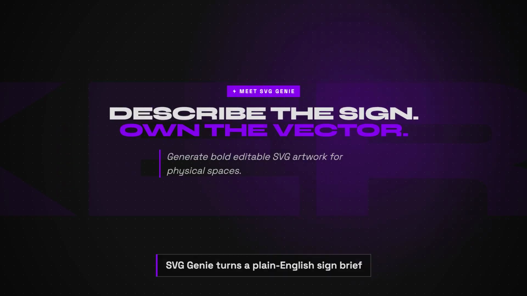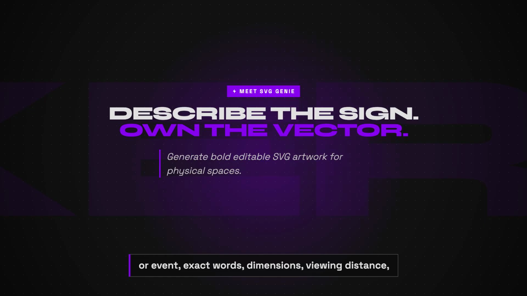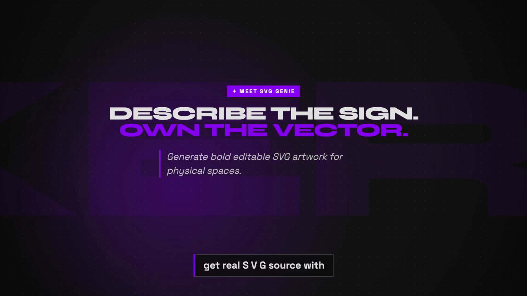SVG Genie turns a plain English sign brief into editable vector artwork. Describe the business or event, exact words, dimensions, viewing distance, material, palette, hierarchy, and production limits. You get real SVG source with shapes and type that can be refined, recolored, resized, and handed to a fabricator.